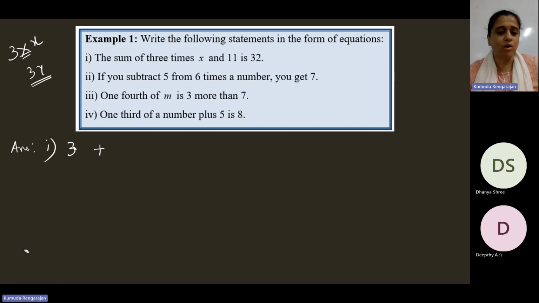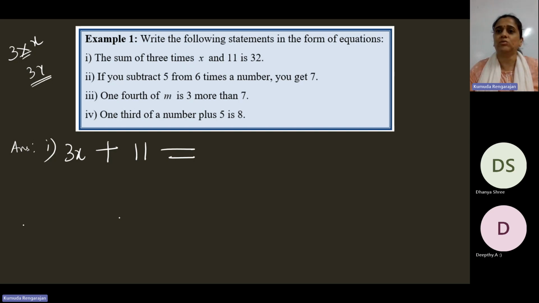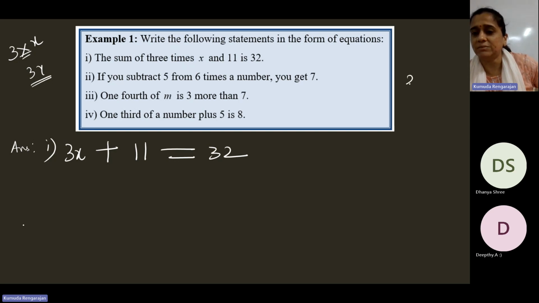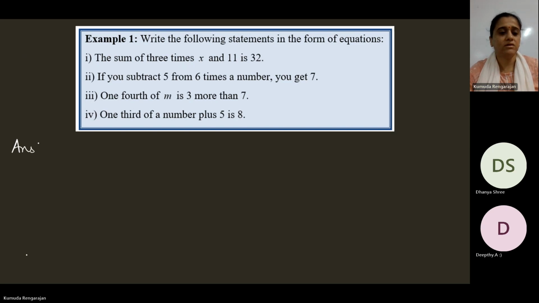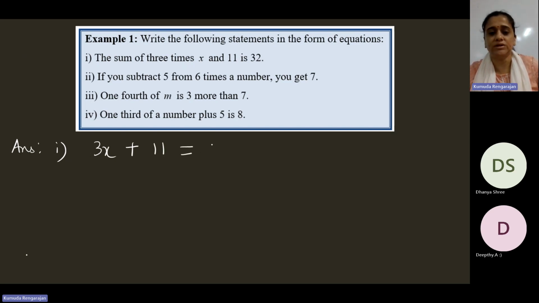Okay. So the sum of 3 times x and 11 is, means equal to 32. Times means multiplication. In mathematics, times means multiplication. 3 times x, so 3 into x, 3x. All right. So the first one is: the sum of 3 times x and 11 is, means equal to 32.